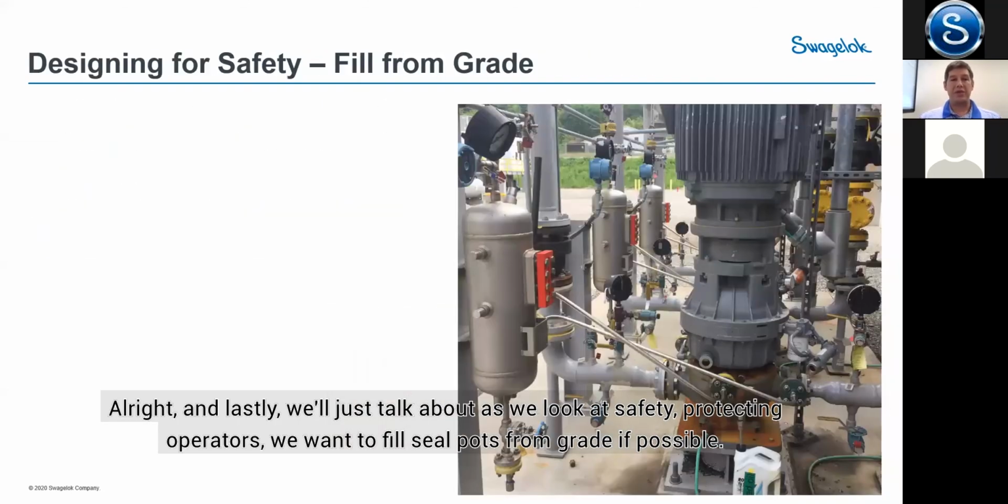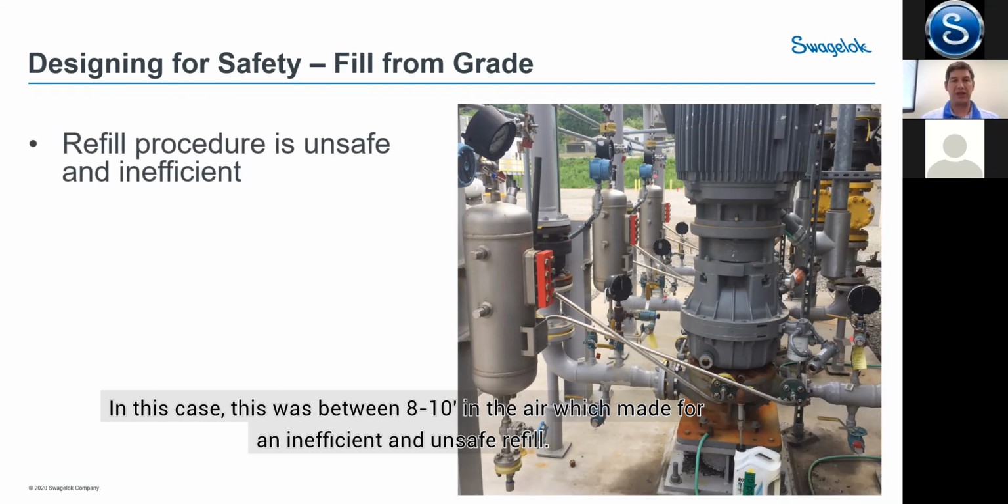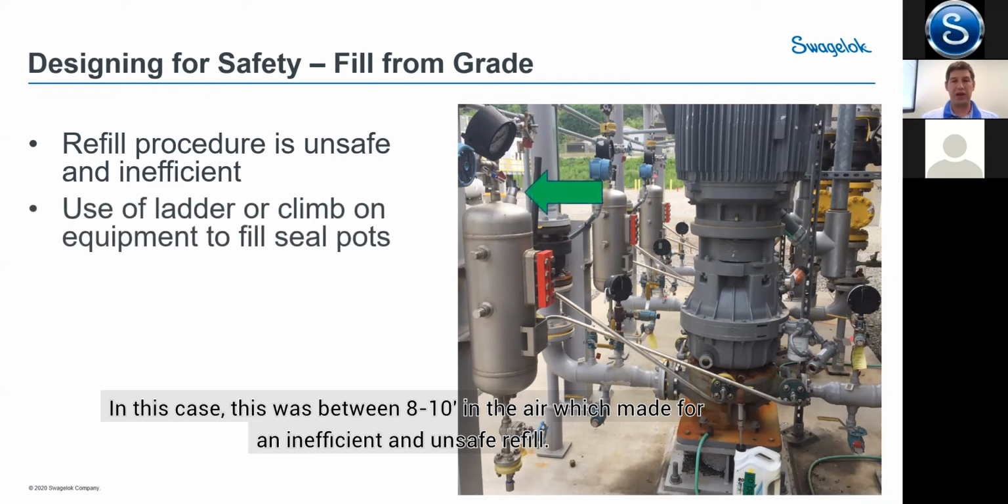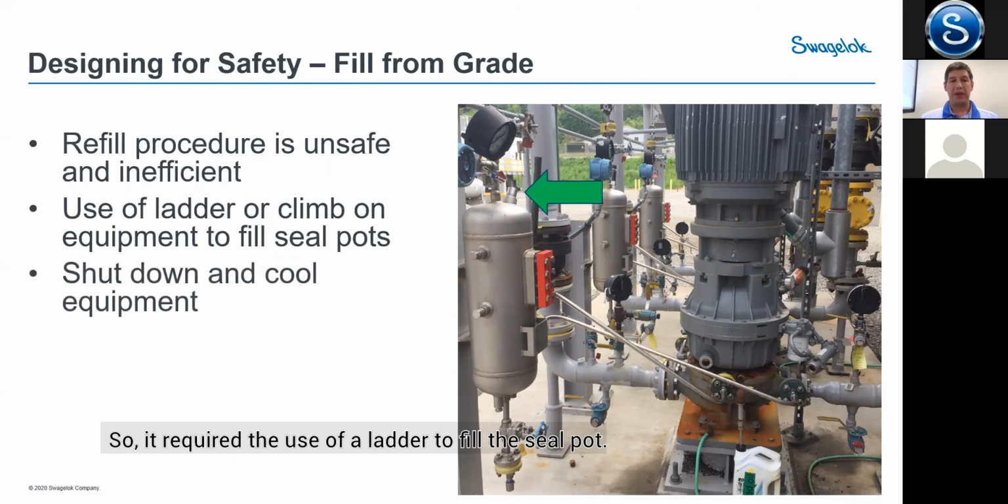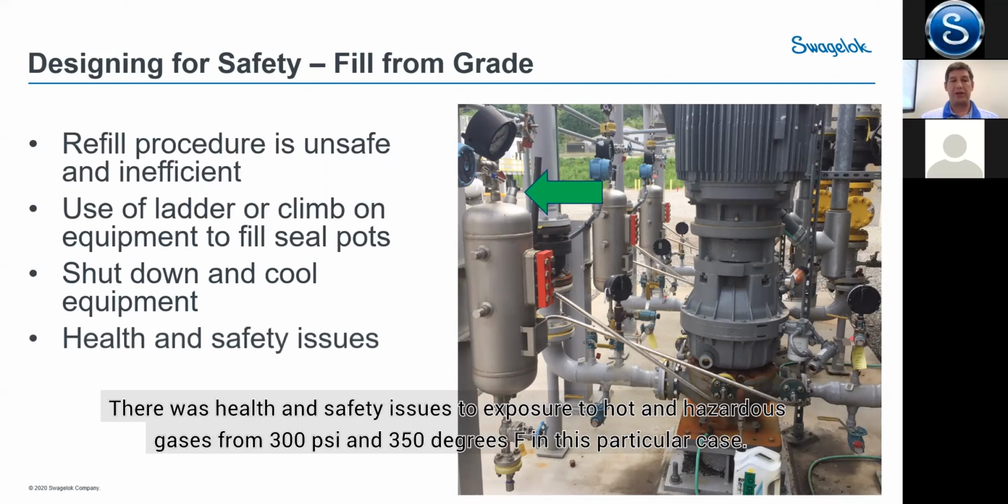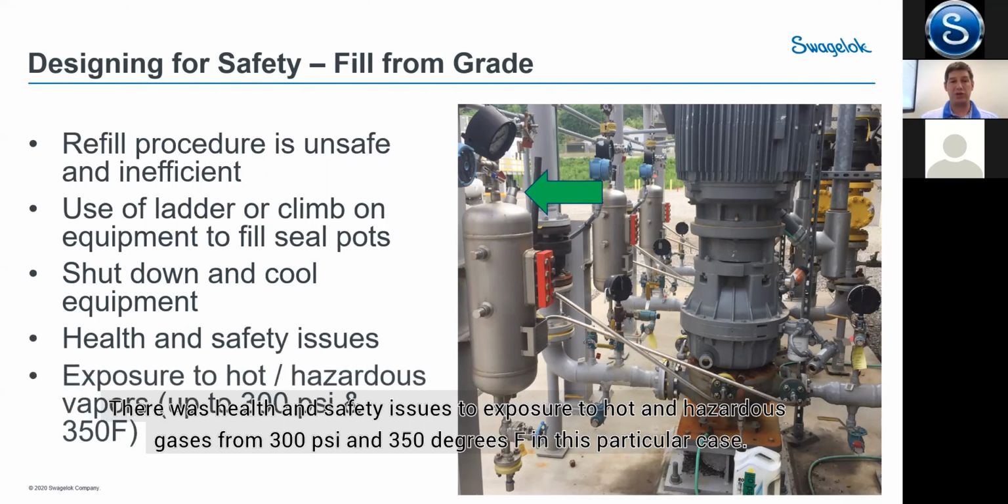All right, and lastly, as we look at safety and protecting your operators, we want to fill seal pots from grade if possible. In this case, the port was between 8 and 10 feet in the air, which made for an inefficient and unsafe refill. The arrow indicates where the actual filling port was. It required the use of a ladder to fill the seal pot. The equipment had to be shut down and cooled. There were health and safety issues from exposure to hot and hazardous gases up to 300 psi and 350 degrees Fahrenheit in this particular case.